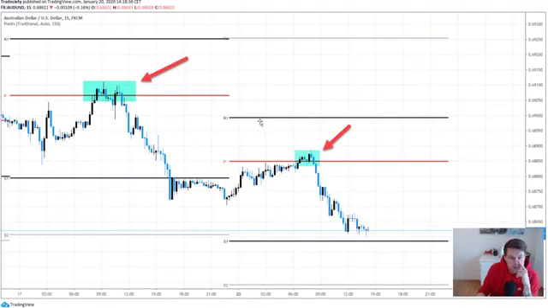But first of all, the first trading approach to daily pivot points and central pivot points specifically are rejections. Rejections of pivot points are very common.